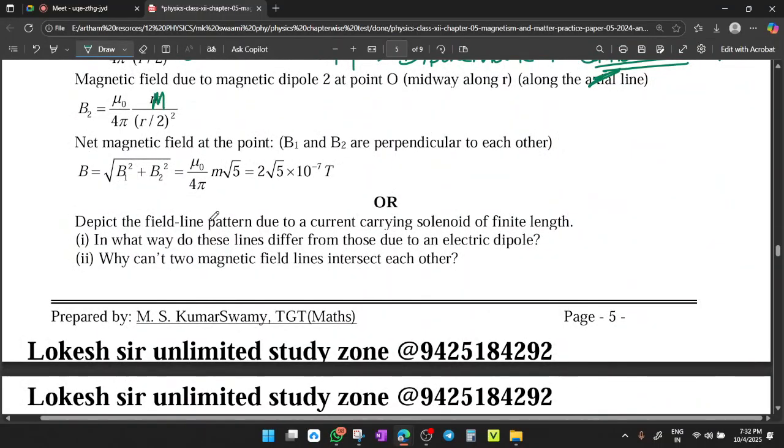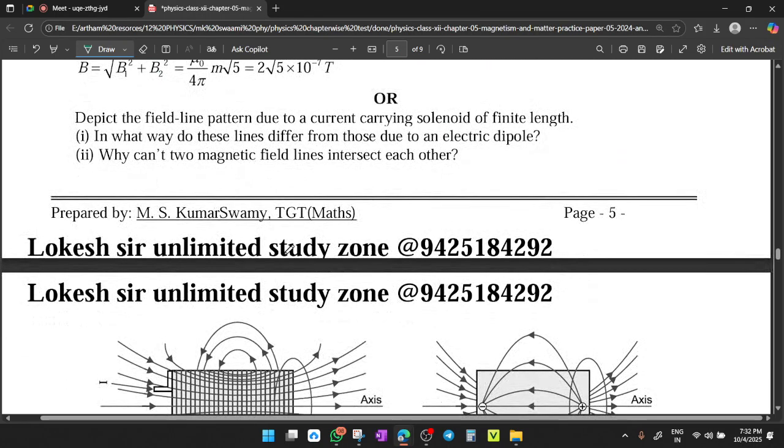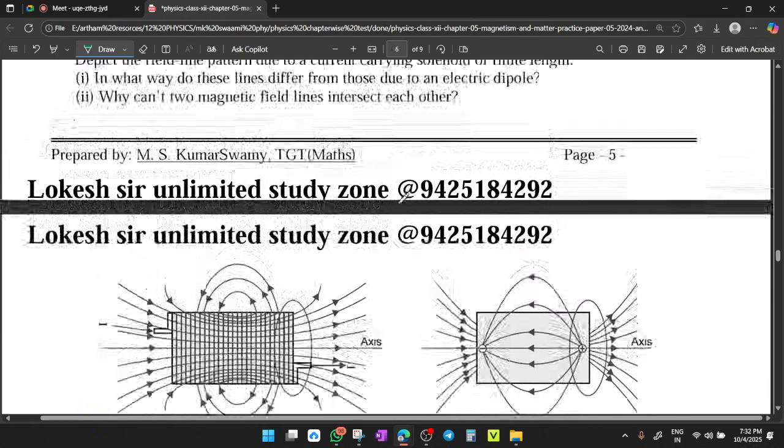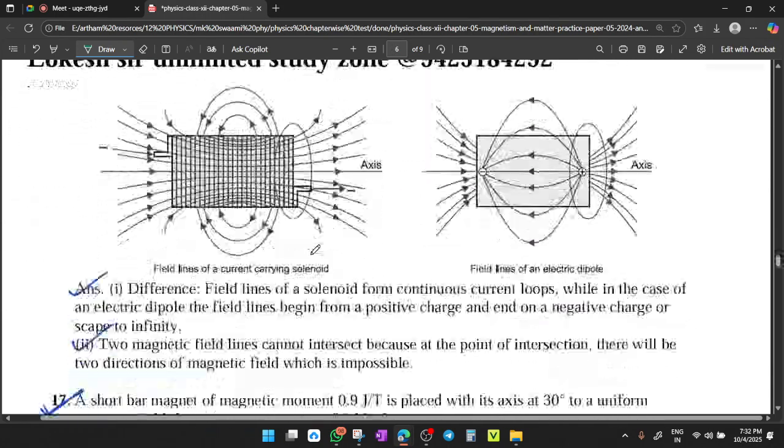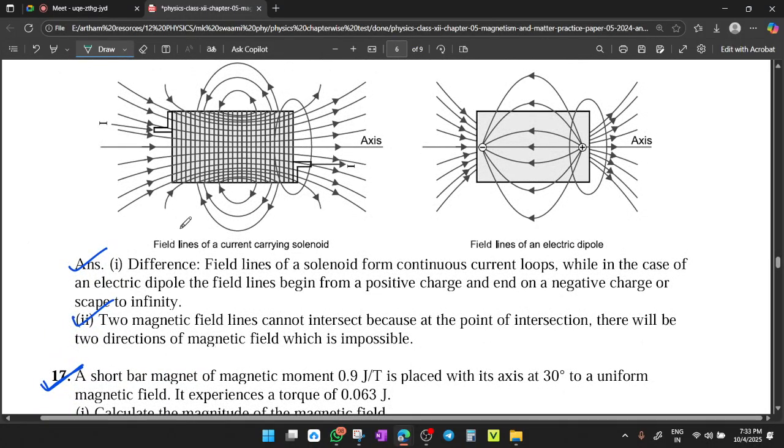Now, second, depict the field line pattern due to a current carrying solenoid of a finite length. In what way do these lines differ from those due to an electric dipole? Why can't two magnetic field lines intersect each other? See here. So two fields are given here. So what is the difference?